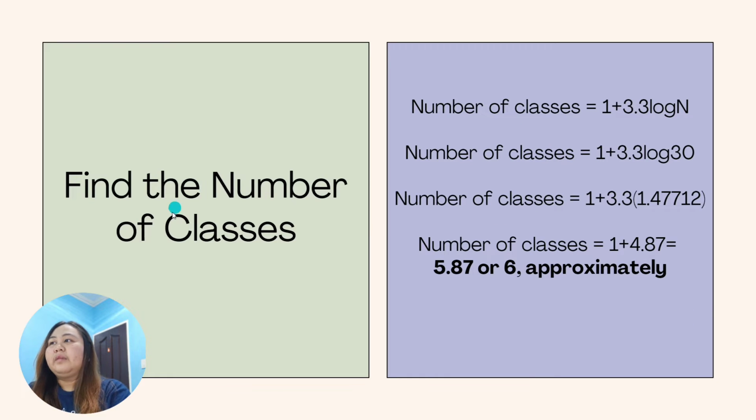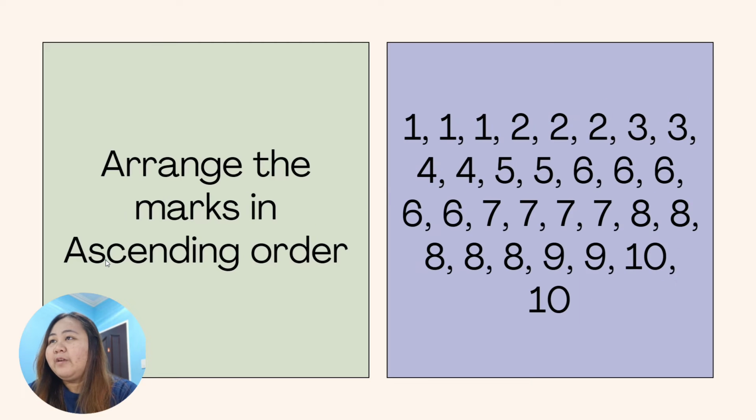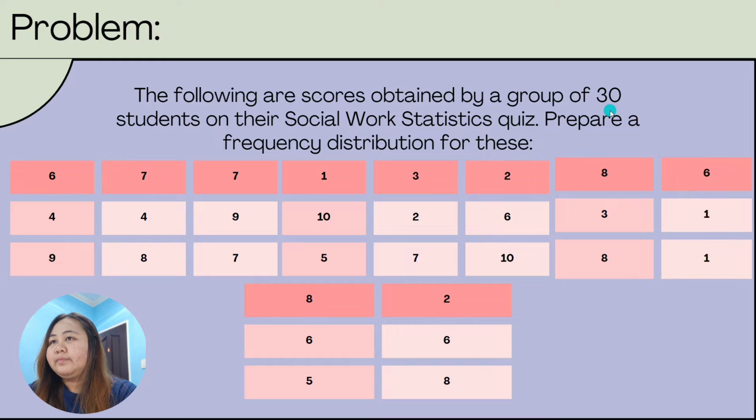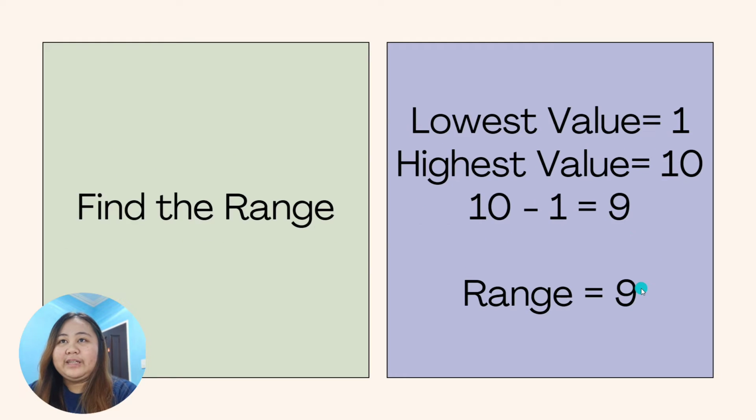Next step is to find the number of classes. To find the number of classes, you can use a calculator for this. So, the formula to find the number of classes is 1 plus 3.3 log n. So, number of classes is equal to 1 plus 3.3 log 30. Why 30? As you can remember, let's go back. There are 30 students. So we put log 30.